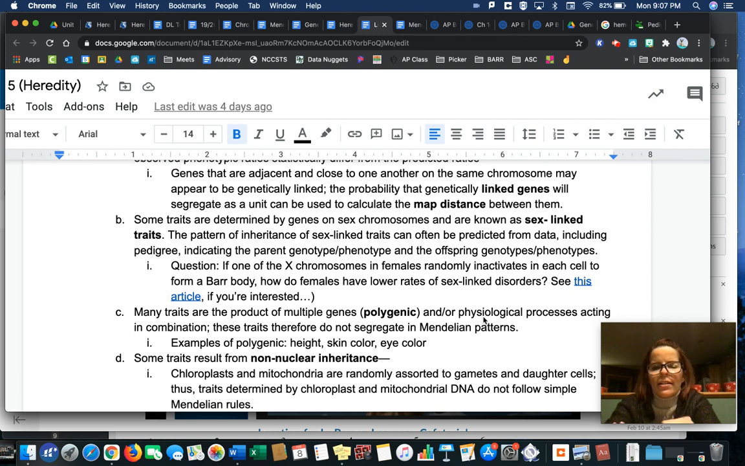Genes that are adjacent and close to one another on the same chromosome may appear to be genetically linked. The probability that genetically linked genes will segregate as a unit can be used to calculate the map distance between them. You will be asked to calculate the map distance.